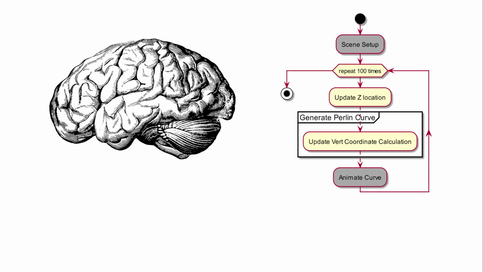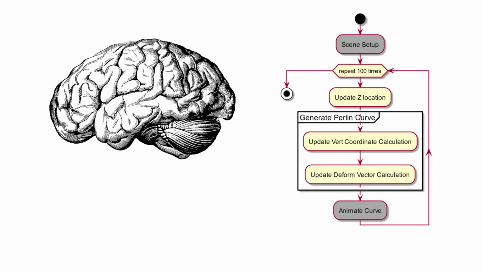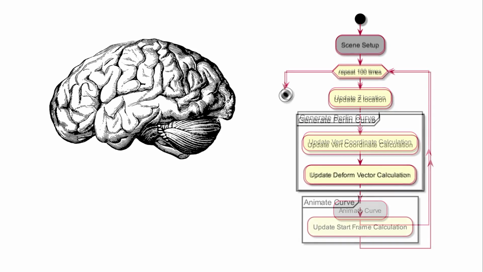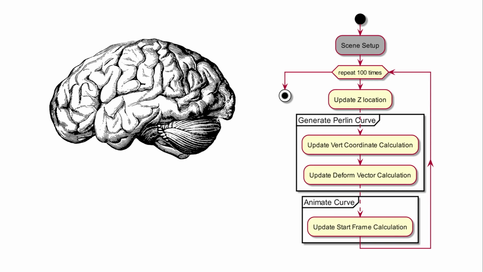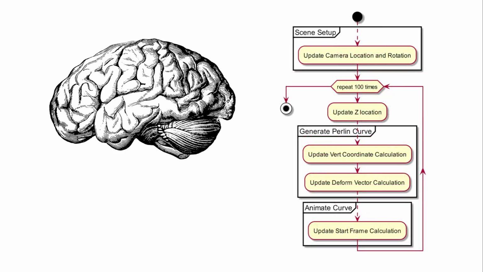each individual curve. After doing that, we need to update how the deform vector is calculated to make each curve look unique. Next, we'll offset the start frame for each curve animation. And finally, we'll place the camera into its final location. Make sure to keep this in mind as we make changes to the script.